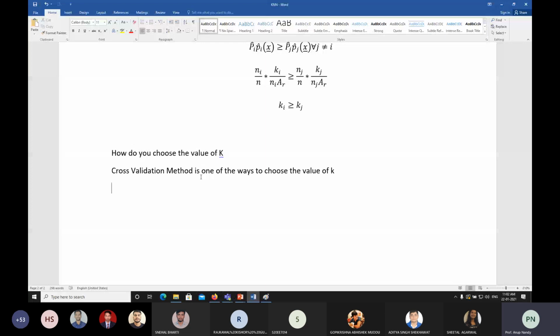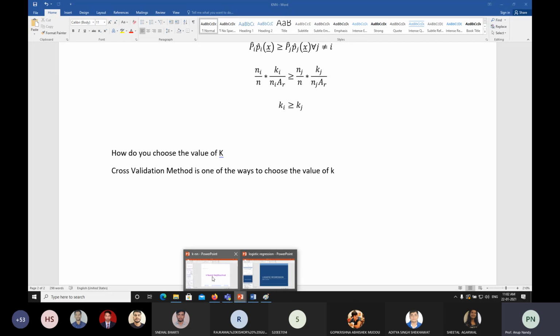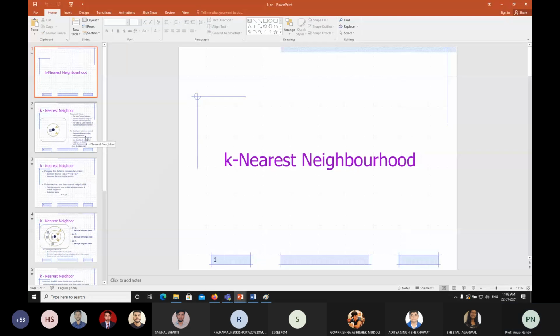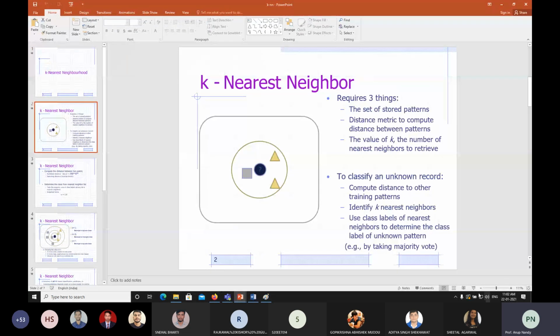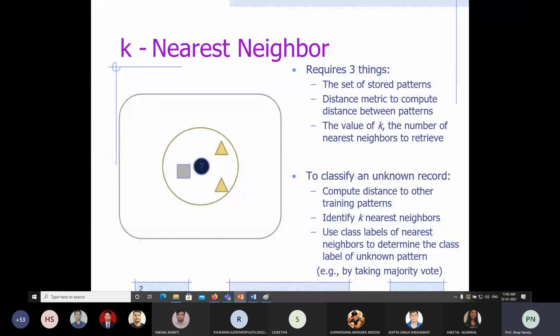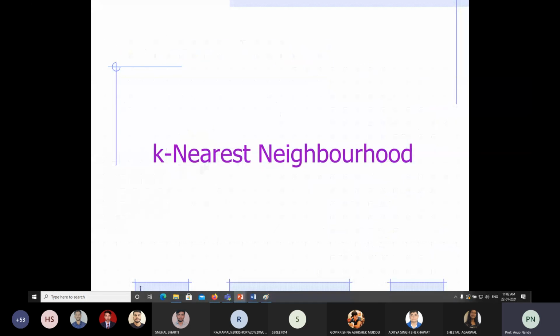This is a very important thing. In the cross validation method, we apply the leave one out technique. I'll be discussing this cross validation method in the next class, along with logistic regression. Now these are the PPT slides that I did not have time to show you, so you can quickly go through them.